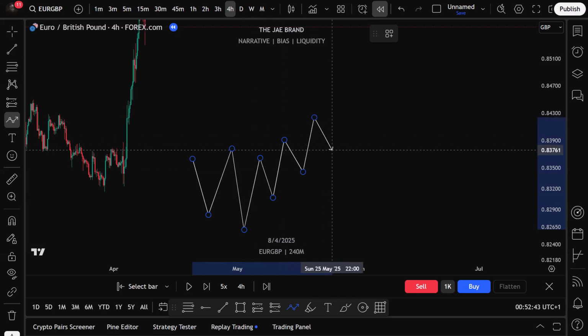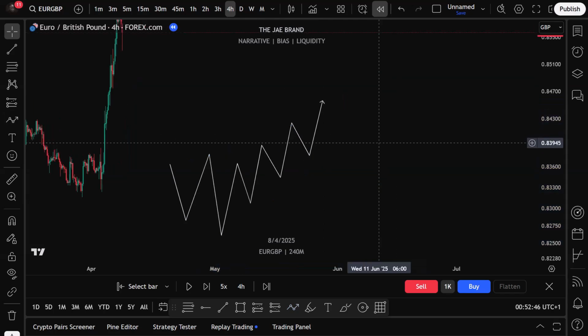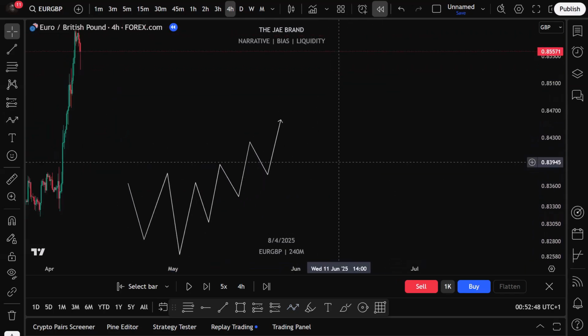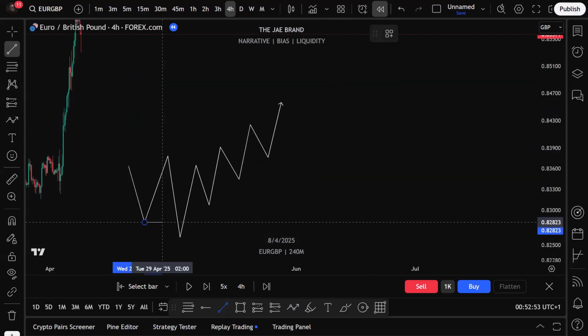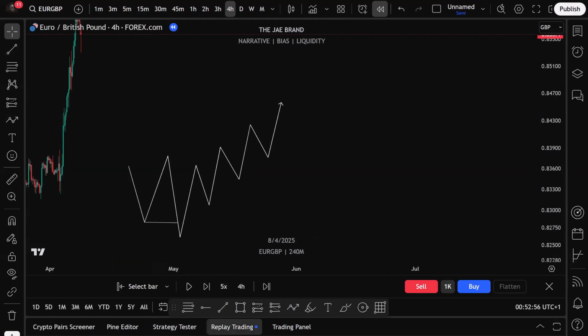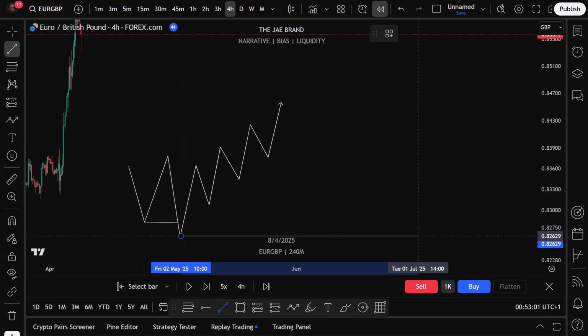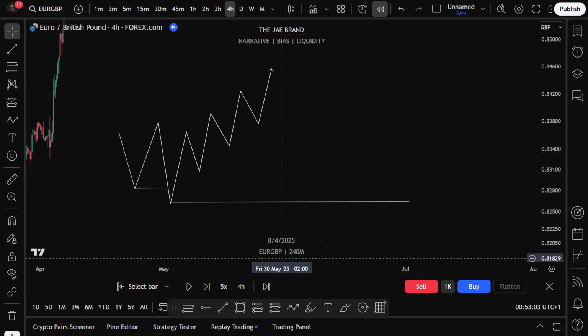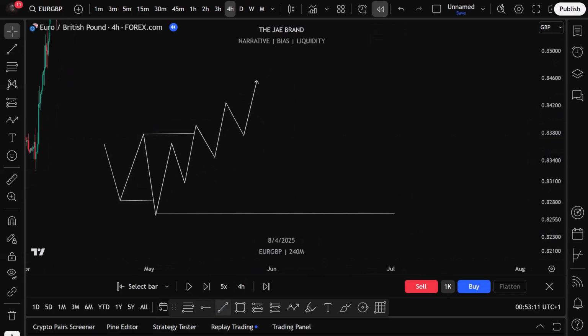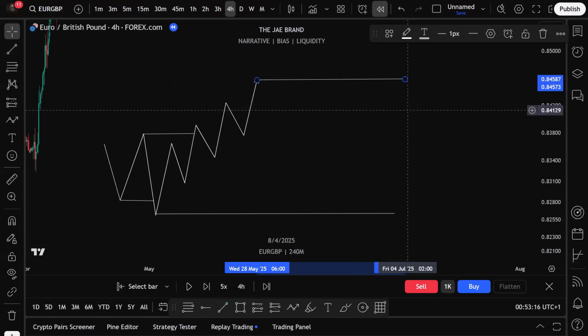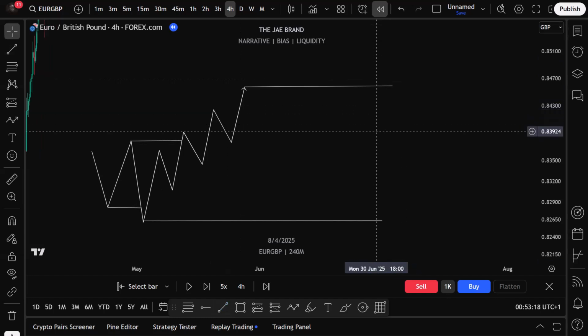Now we are trying to understand how to validate our structural liquidity. Now this is a sweep of this low, and then we expect this low to be protected. And this is our transactional liquidity, which is also known as our break of structure. And then this is our swing high. Okay, that is going to be our weak high, which is our target.